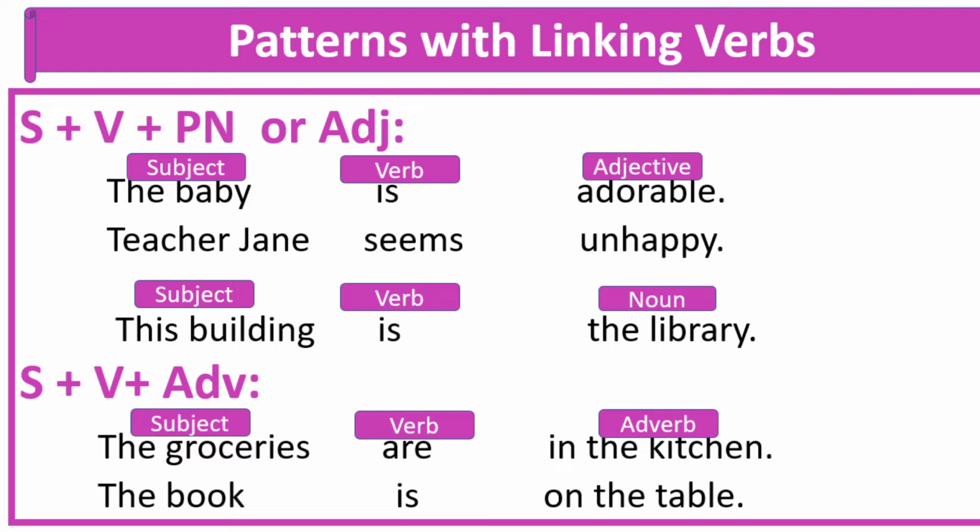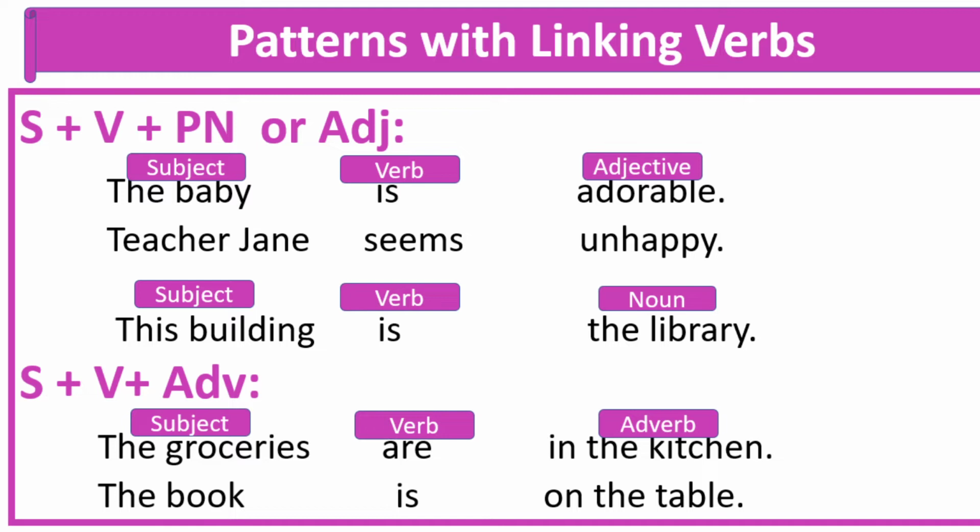So, patterns with linking verbs. Let's examine the examples and take a look at the different patterns under linking verbs. S for the subject, V stands for the verb, PN for predicate noun or adjective. Here is the example. Let's examine the first one. The baby is adorable. We have the baby as the subject, the verb is, and the adjective is adorable. It's very easy, very simple. The baby is adorable, the baby is cute, can also be. Next, Teacher Jane seems unhappy. Teacher Jane is the subject, seems is the verb, and unhappy is the adjective. So did you get it?